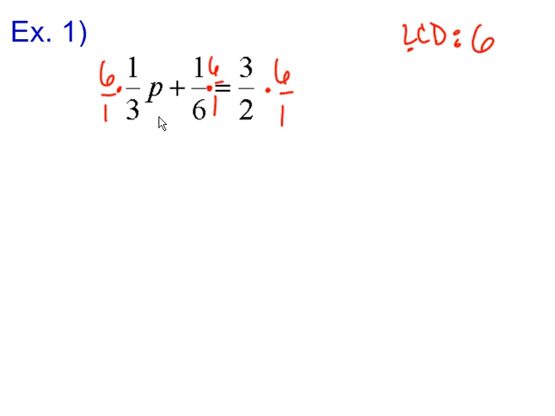Okay, so we're just going to look at this first part, 6/1 times 1/3 times P, right? So we look at the numerator and the denominator. 3 can go into 6. How many times can 3 go into 6? Twice. So we're going to cross out the 6 and put a 2, and we have a 1 down here. So let's just simplify this first thing before we see what else is going on.